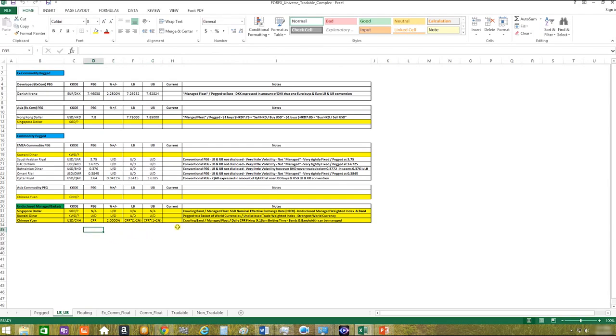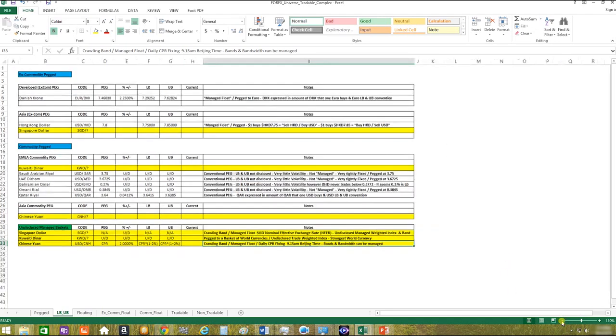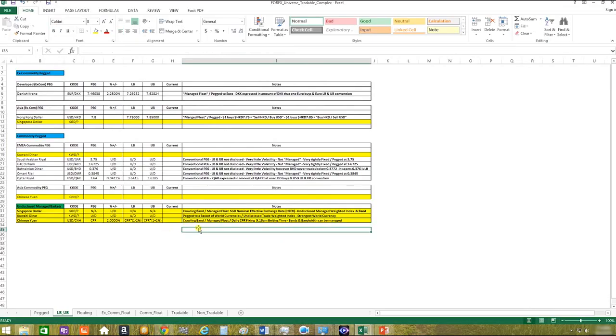You'll learn some different definitions, for example, the Chinese yuan being pegged to the US dollar through a crawling band, and essentially it being a hybrid situation where it's a crawling band / managed float. And there's a daily fixing at 9:15 in the morning, Beijing time, and the bands and bandwidth of the pegs are managed every day. So go through all of these, learn about them, and in your own time, you can begin to really understand how they work.